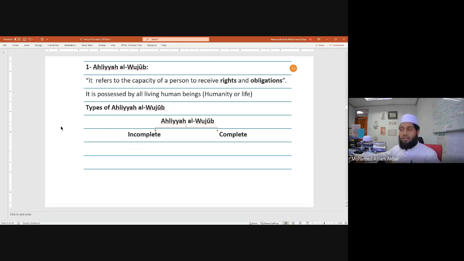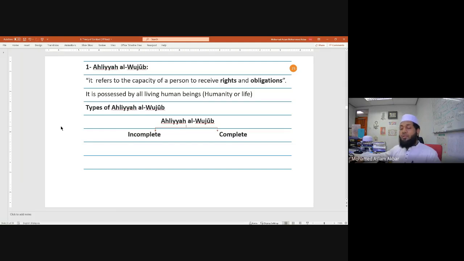The first one is incomplete Ahliya al-Wujub. The second one is complete Ahliya al-Wujub. So to make it easier, I found this method to make it easier for you to understand. I want you to imagine the stages of your life. Think about the beginning, even before the birth.